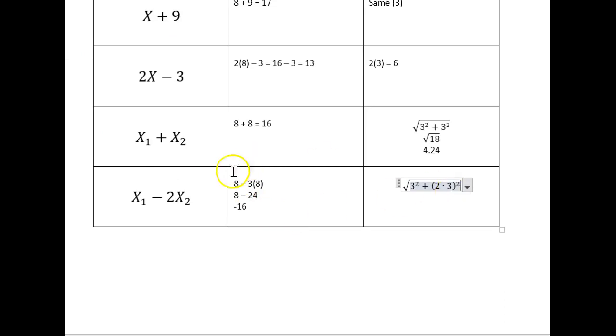And again, I changed it to 2, so that way when I did the multiplying here, it makes sense. And so now I get the square root of 9 plus 2 times 3 is 6, and 6 squared is 36. And so it becomes the square root of 45. I don't have my calculator. So it's about 6.7. Hold up, let me get my calculator. Yeah, so it's 6.71.